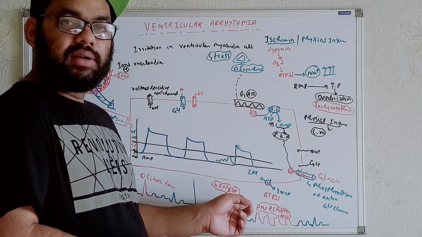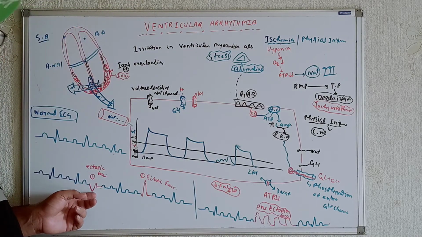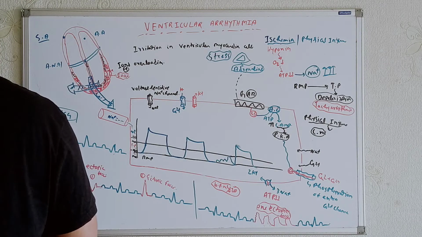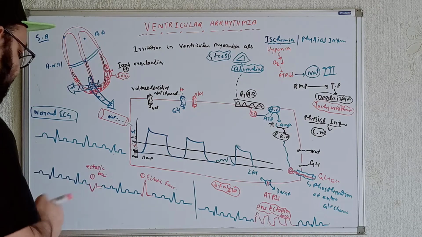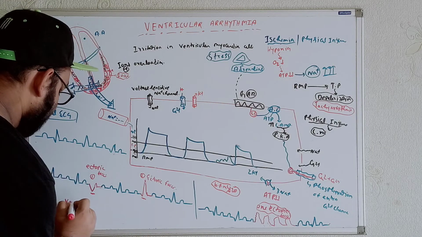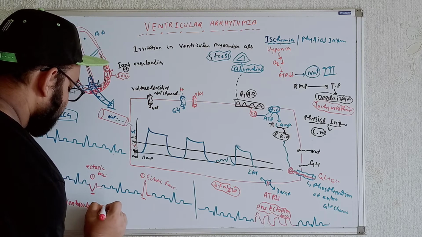This is known as ventricular tachyarrhythmia. Okay. Now in these cases we are getting, see, these things are known as premature. Okay. Let's write the name of these things. This thing is known as ventricular premature beat. These beats we are getting over here are known as ventricular premature beats.